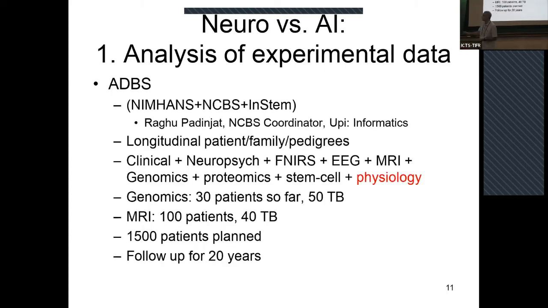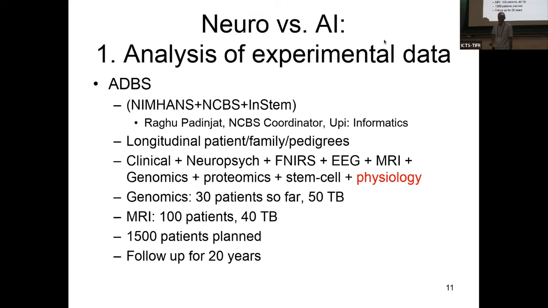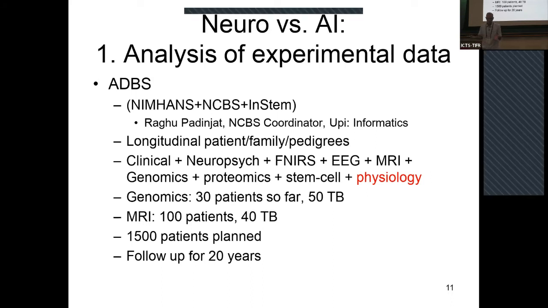Okay, so let me talk about ADBS, Accelerator Discovery Program for Brain Science. I think there's a few more qualifiers in there, but that's a good place to get started. It's quite an extraordinary data set, or collection of data sets. As I said, it combines three major institutions. NIMHANS is the major neuro hospital here in Bangalore. It covers all of South India. NCBS and INSTEM is our neighbor on campus. Raghu is the coordinator of this at NCBS. They're, of course, coordinators at each institute. And I'm helping with the informatics of it.